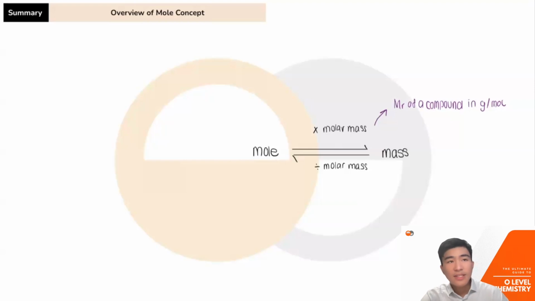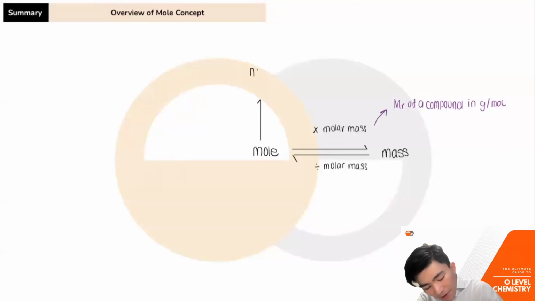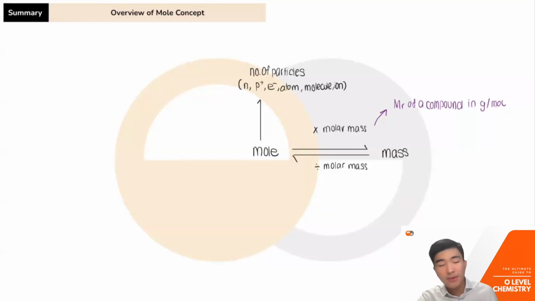Now, the second relationship you need to know is what we call Avogadro's constant. A mole represents a number of atoms, a quantity of a compound. So when I convert from mole to number of particles, particles meaning to say it can be either a neutron, a proton, an electron, an atom, a molecule, or an ion. These are all particles.